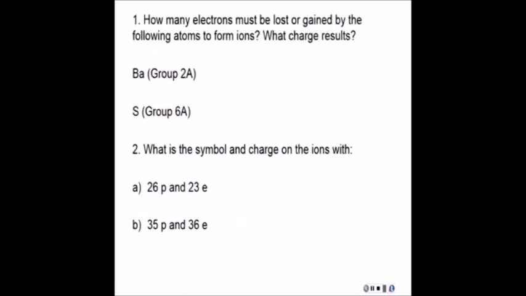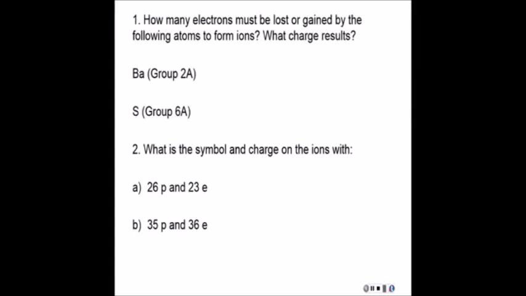All right, so let's stop here and see if you can answer these questions, then come back and check your results. So how many electrons must be lost or gained by the following atoms to form ions, and then what charge would result? So we have barium, 2A, sulfur, 6A. And then the second question, what's the symbol and charge on the ions with the following electron and proton arrangement? 26 protons and 23 electrons, 35 protons and 36 electrons. So you might want to pause the video at this point and answer those questions, and then come back and check your results.